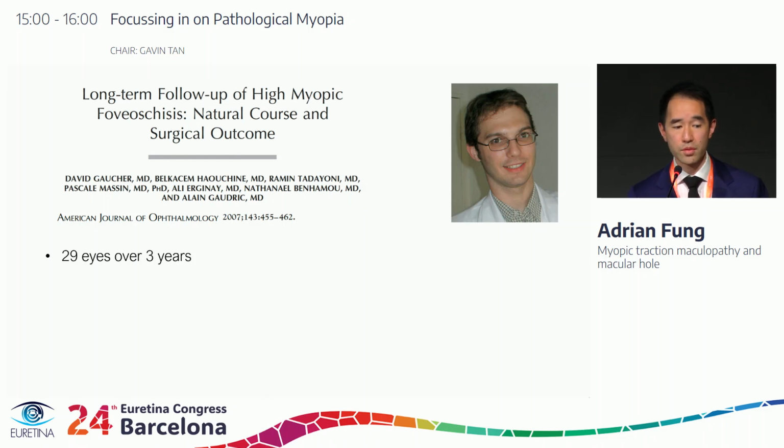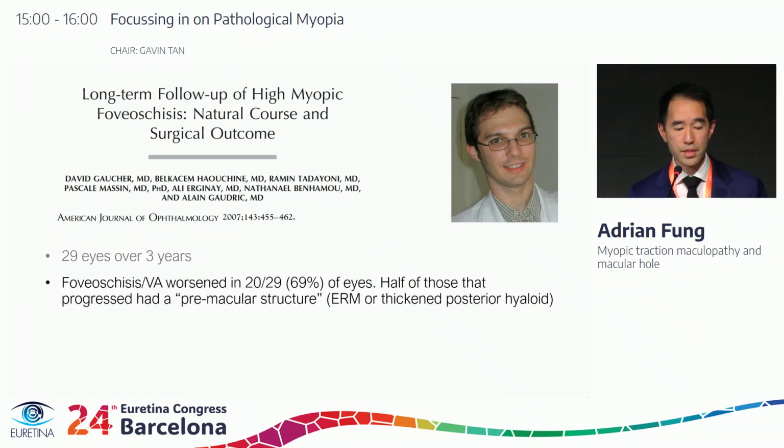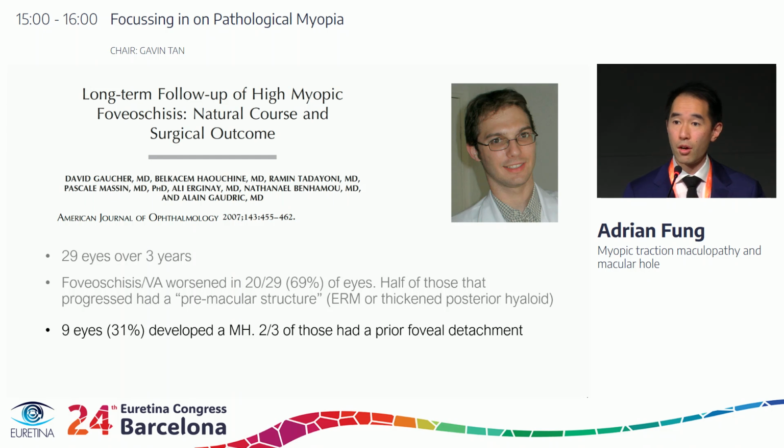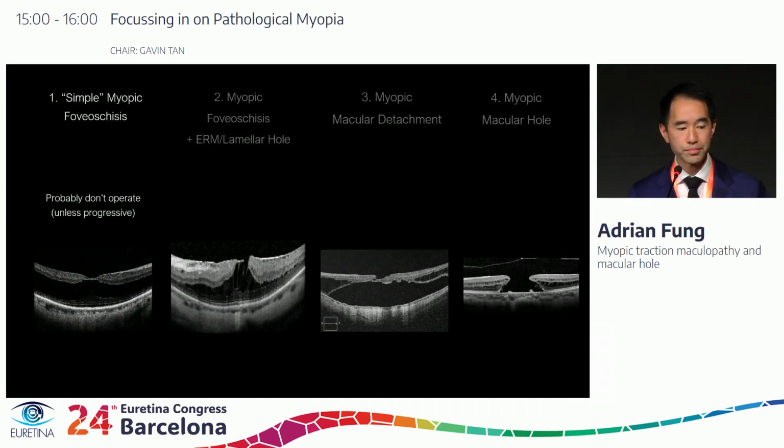David Gaucher from Alain Gaudric's group did a similar study on a smaller group of patients, 29 eyes over 3 years, with patients with myopic foveoschisis, and they showed a higher rate of progression of almost 2/3 of patients progressing. Half of those patients that progressed did have a premacular structure, either an epiretinal membrane or a thickened posterior hyaloid. So the presence of an ERM or a thickened posterior hyaloid suggests that this may be a patient who is more likely to progress. Of these patients, 1/3 of them developed a macular hole, 2/3 of which had had prior foveal detachment.